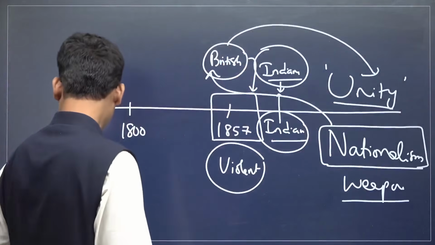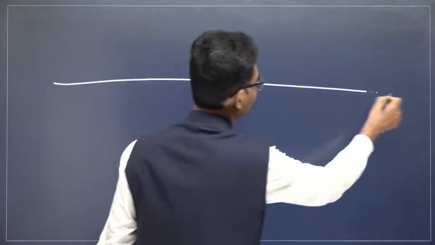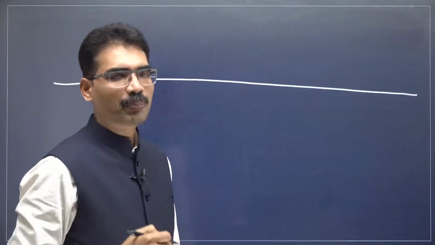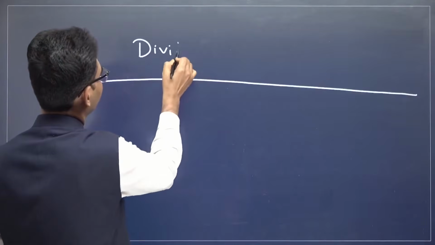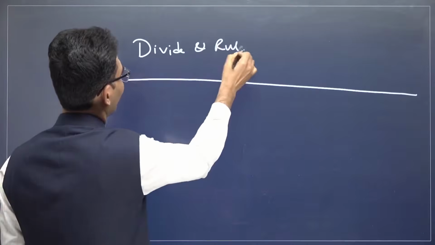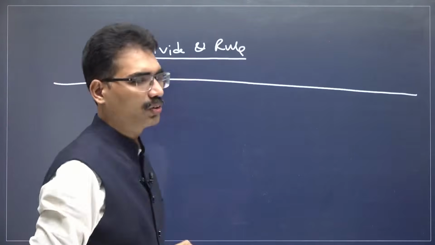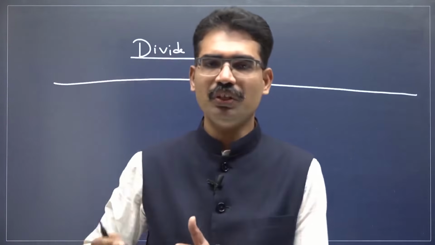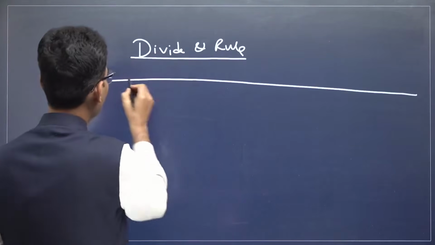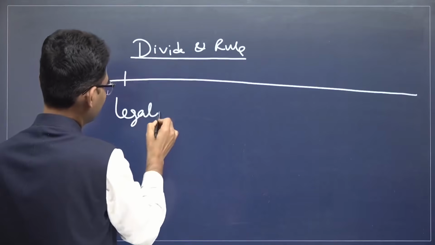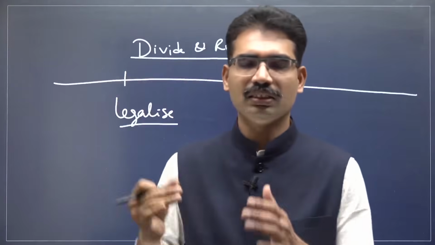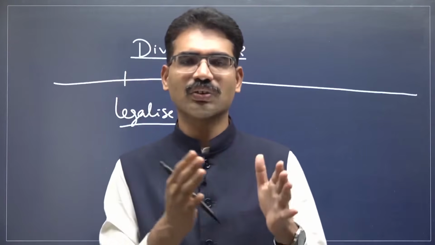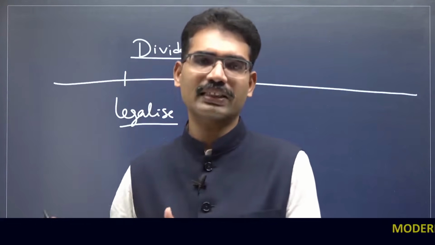That is where they are going to bring a policy which is famously known as divide and rule. When unity is their enemy, their strategy is going to be to break this unity. That is where they are going to legalize many divisions within the country. Based on religion, they are going to recognize the division. Based on caste, they want to divide.